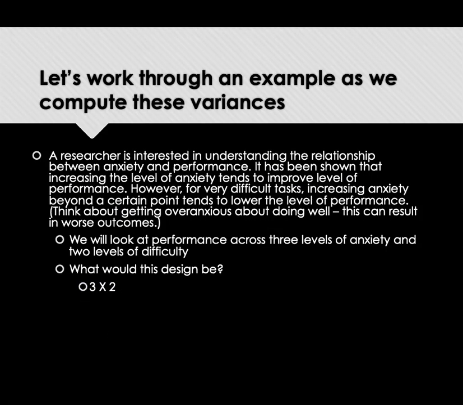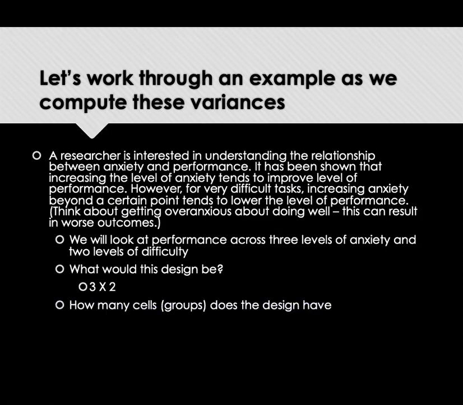And so how many numbers are there? There are 2 numbers, right? The numbers happen to be a 3 and a 2. That corresponds with the levels of each factor. So there are 3 levels of the anxiety factor, 2 levels of the difficulty factor. Okay, so just a review there.